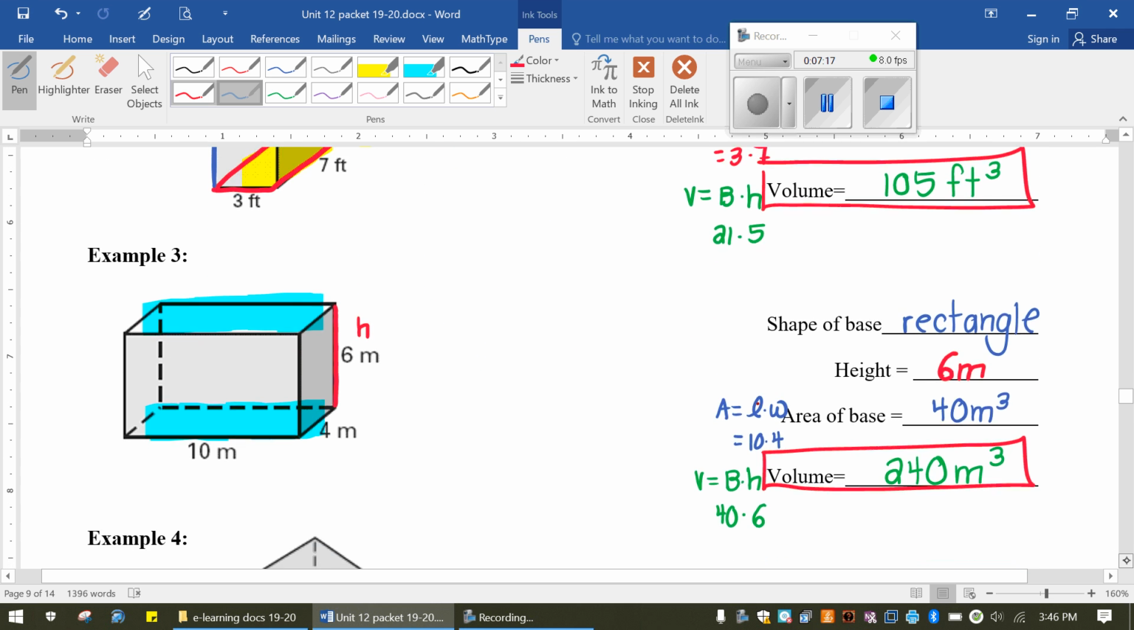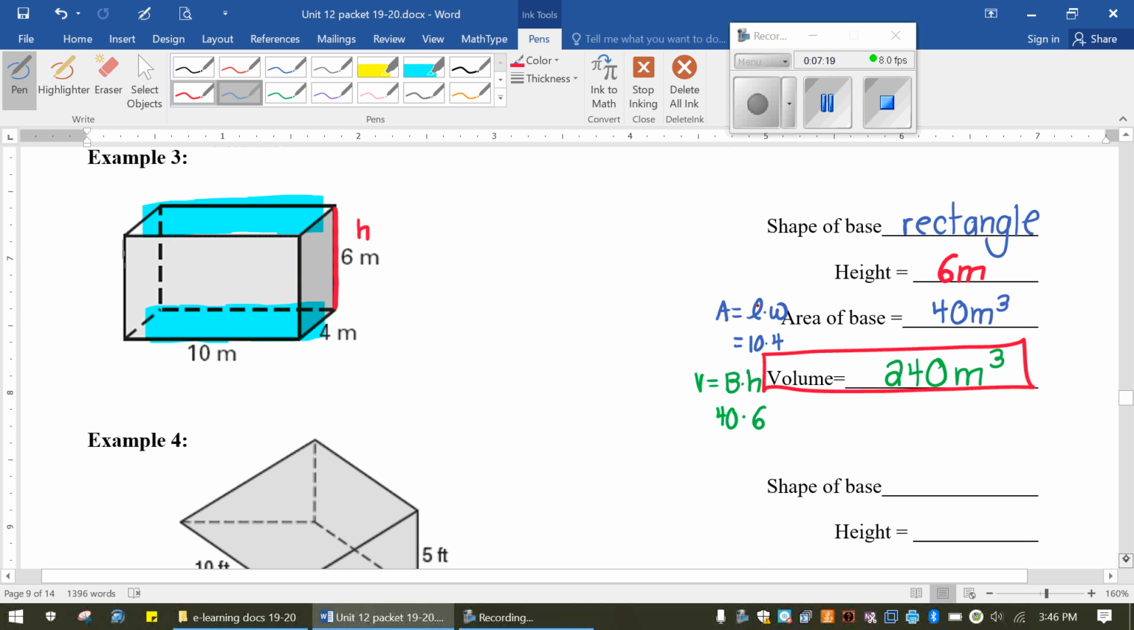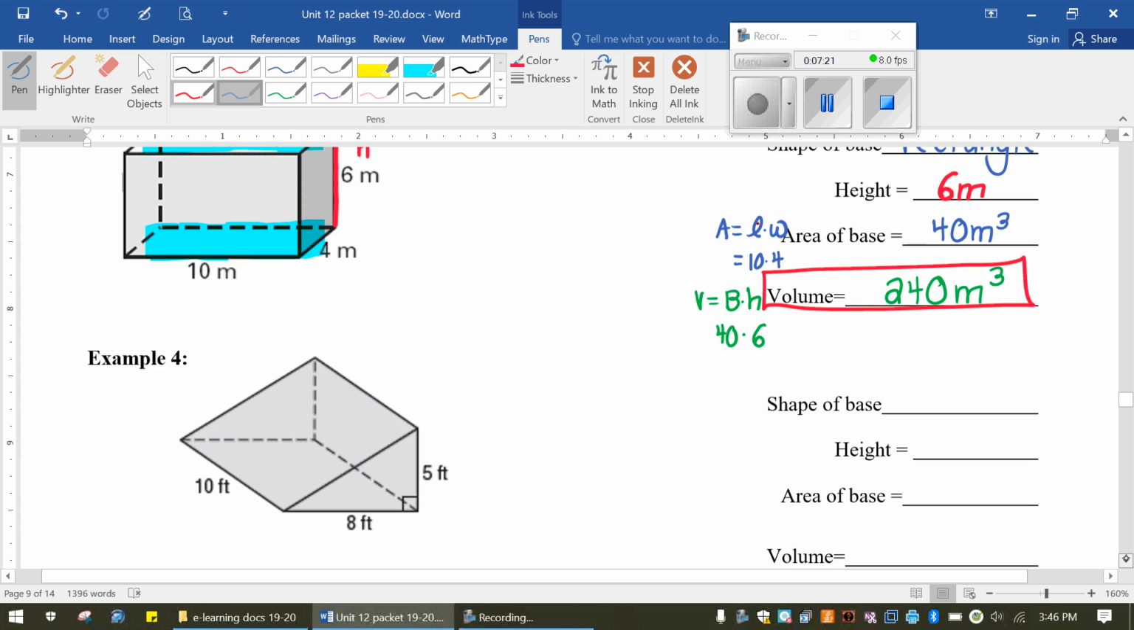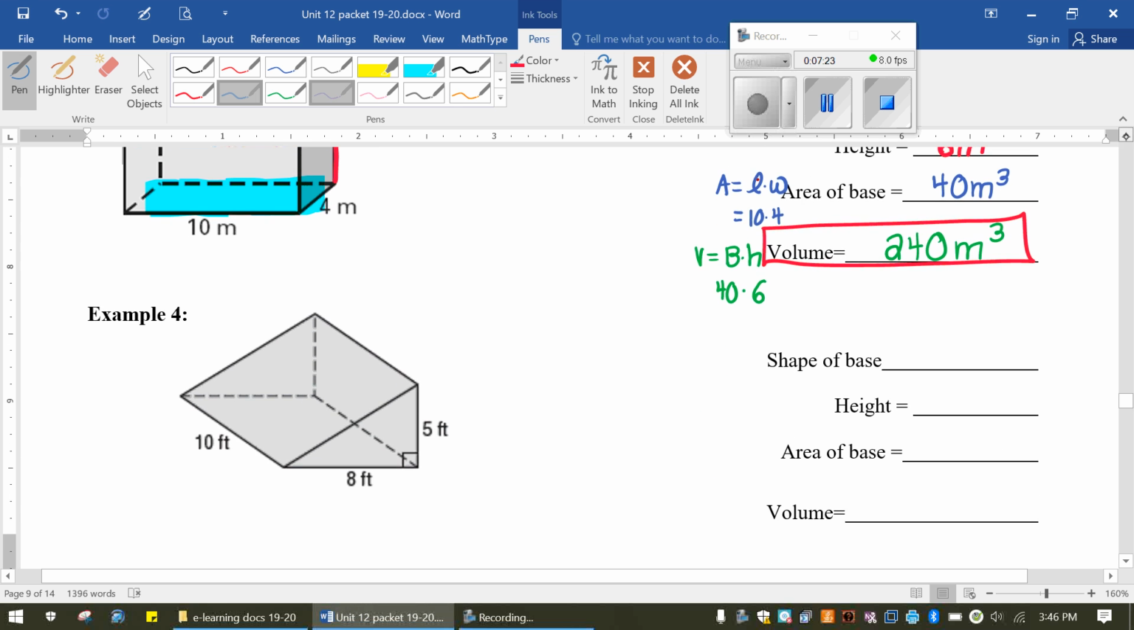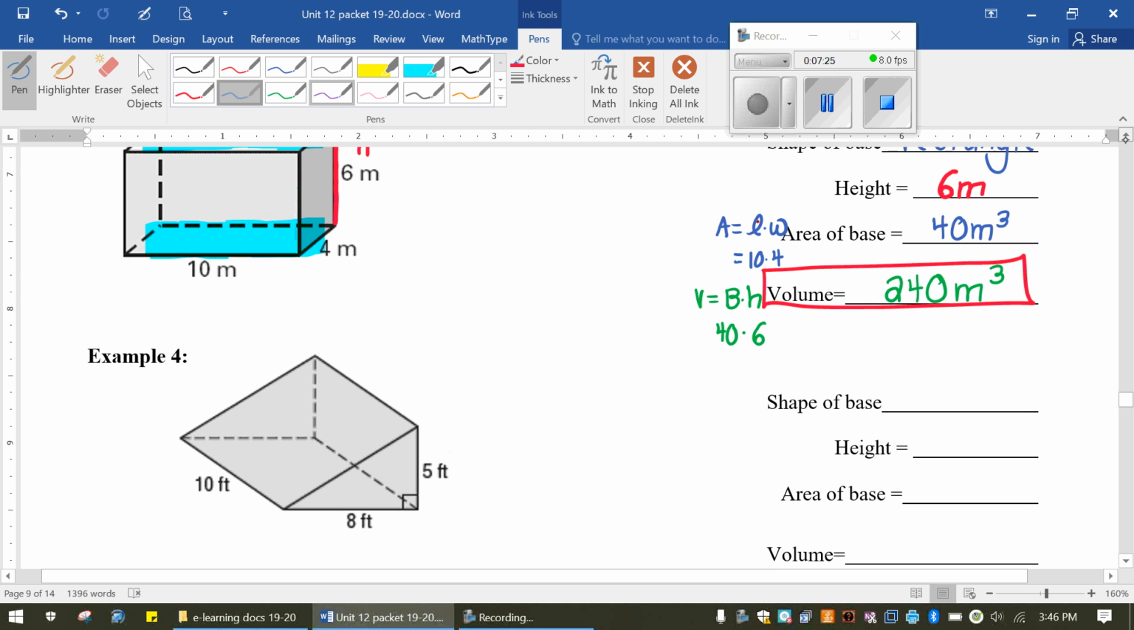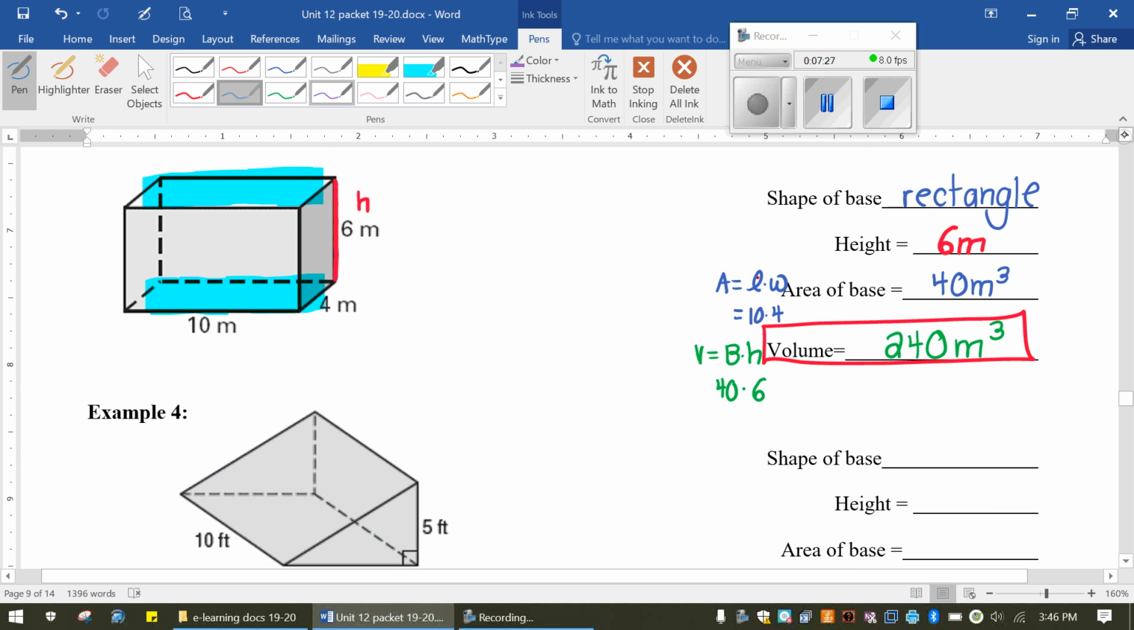So we can do our shortcut way on number 3 as well, because number 3 has a base that is a rectangle. So we can do volume is length times width times height as well. So 10 times 4 times 6, and we get the same answer, 240 meters cubed.